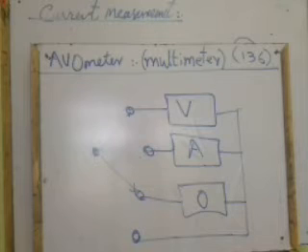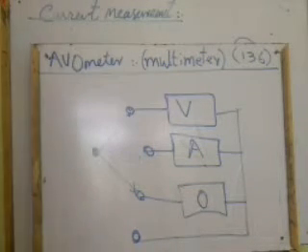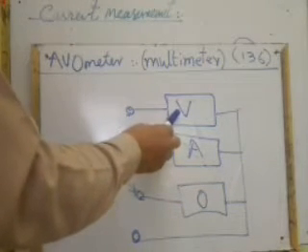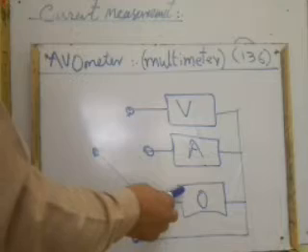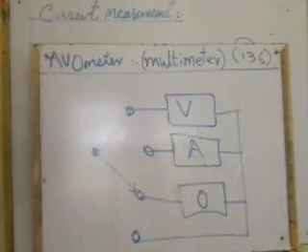So, it is an instrument to measure the current, voltage, and resistance. It is ampere meter, this one, voltmeter, this one, and ohm meter, this one. And because of these symbols, it is given the name AVOmeter.